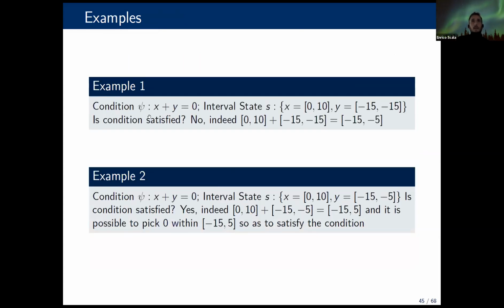So let's take two examples. Say you have this condition here, x plus y equal to 0. And you have a state in which x is equal to 0, 10, and y is minus 15, minus 15. Is this condition satisfied? No, because if we apply the interval arithmetic for these two intervals, we get an interval in which there is no 0. So this condition is not satisfied. And the situation would be different if instead of having minus 15, we would have minus 5.